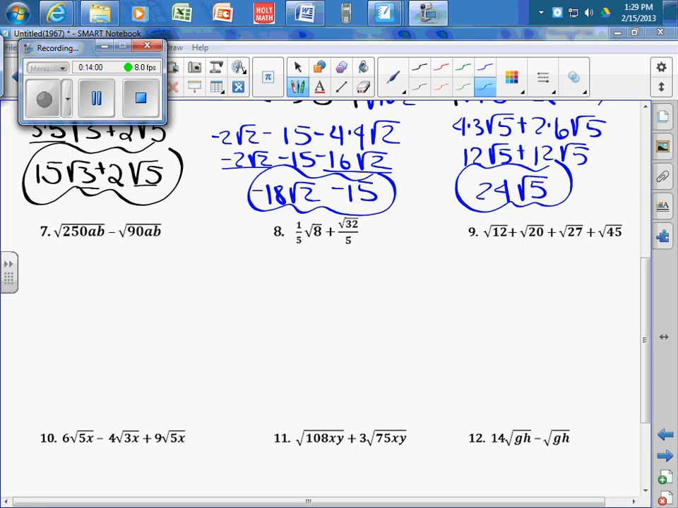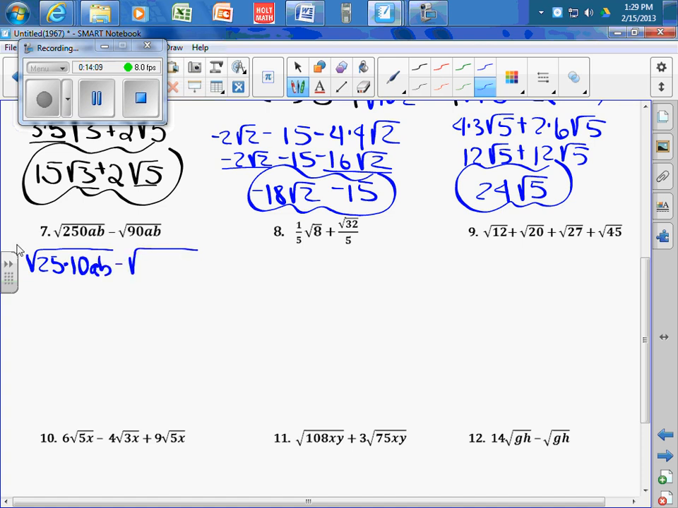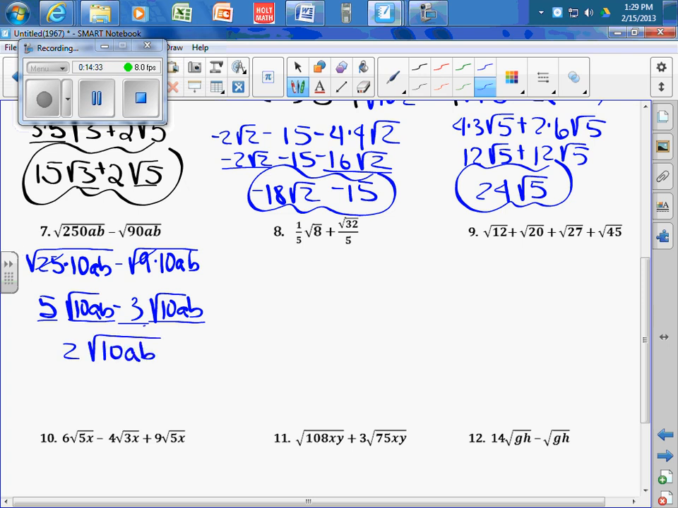In number 7, here's what I'm seeing. I'm seeing 25 times 10AB minus, and the 90 is 9 times 10AB. The square root of 25 is 5 radical 10AB. Minus the square root of 9 is 3 radical 10AB. The radical 10ABs can be combined, so 5 minus 3 would be 2 radical 10AB. Final answer.